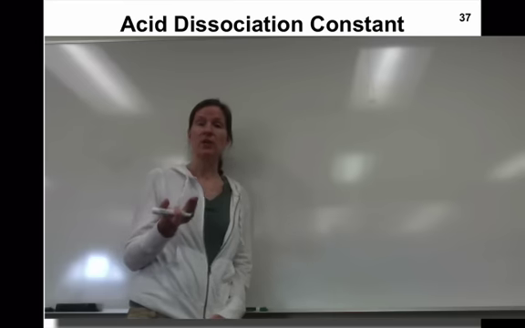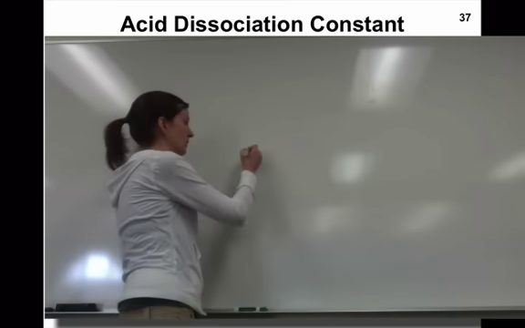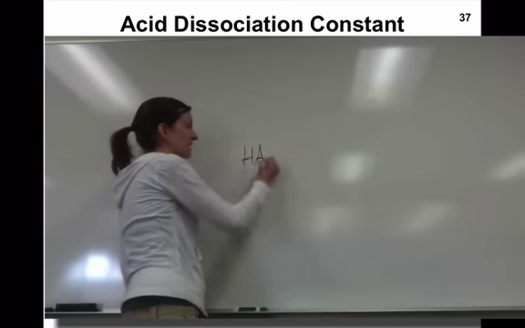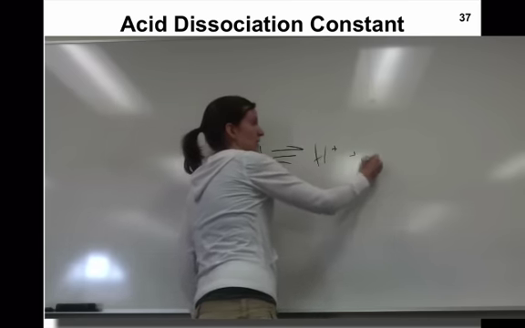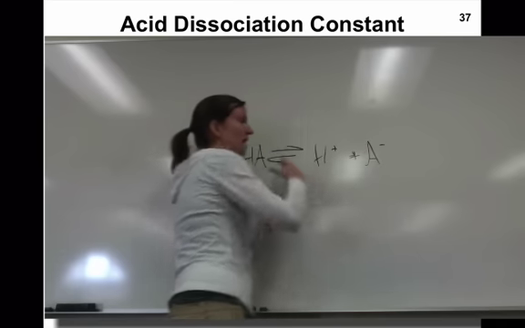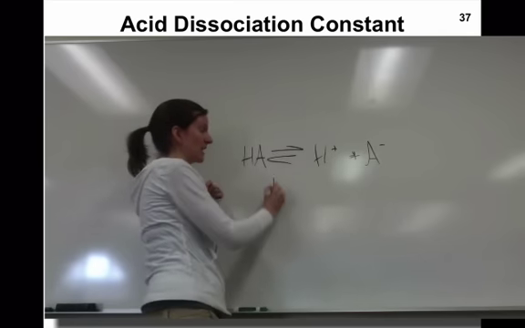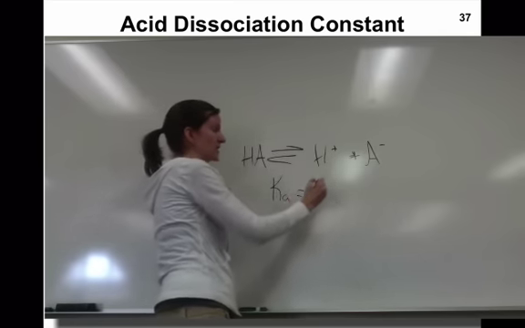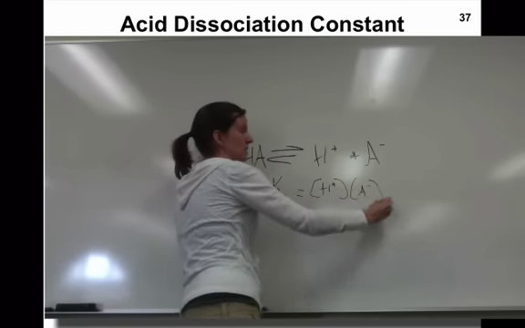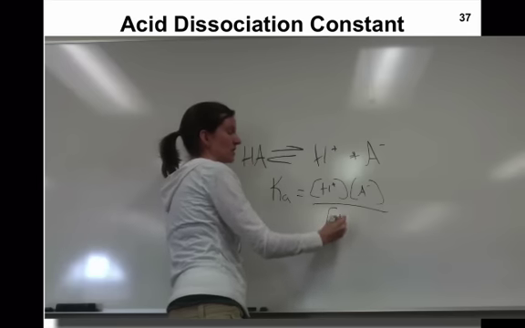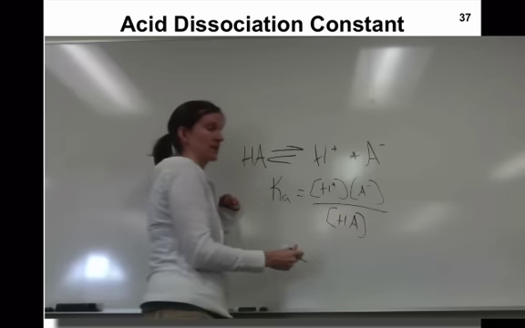So where does this general equation come from? Well, if you have any acid, HA, it's going to dissociate into H plus and A minus. That's how it falls apart. And a dissociation constant is always the concentration of the products divided by the concentration of the reactant.